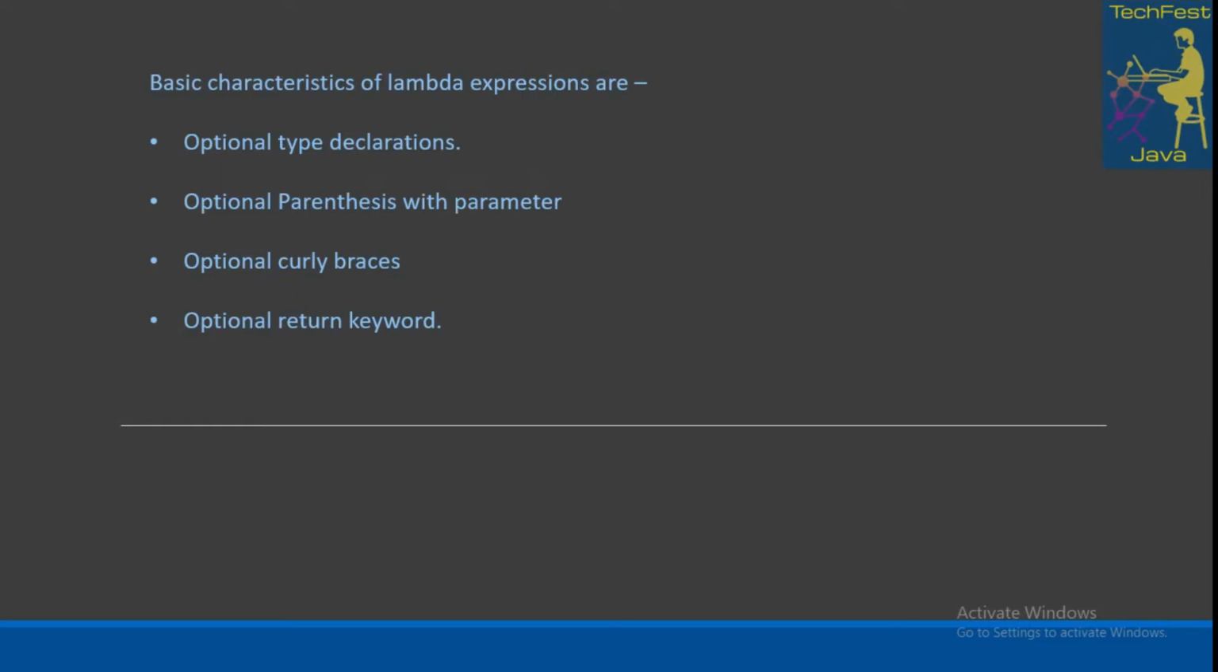What are the basic characteristics of Lambda expressions? Lambda expressions have four basic characteristics: optional type declaration, where we are not defining what type of value we are passing in that method; optional parentheses around the parameter; optional curly braces; and an optional return keyword. We will see all these four types of implementations when we do the hands-on.